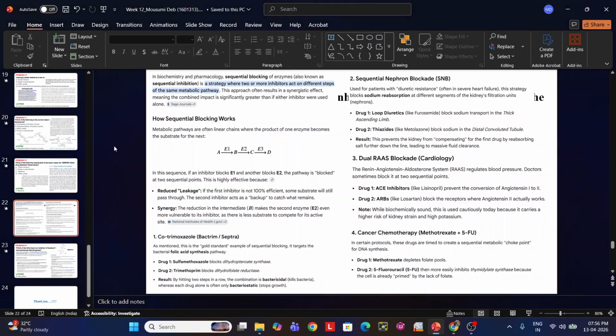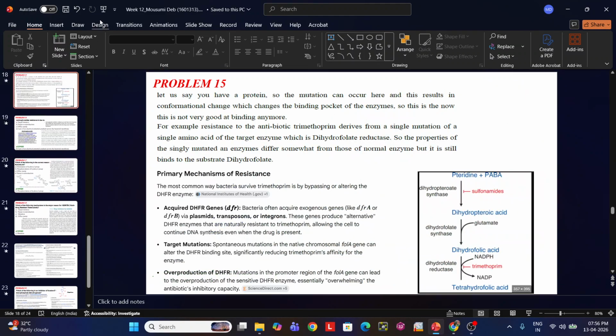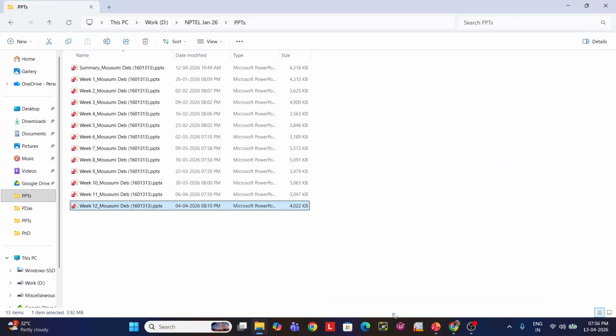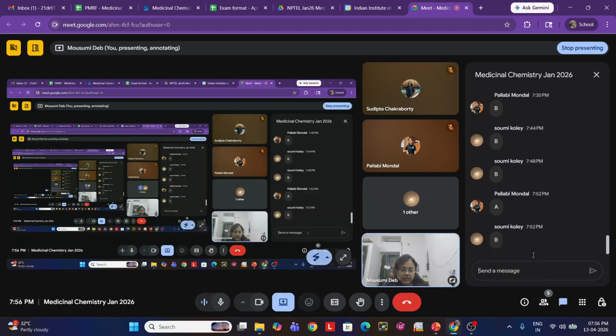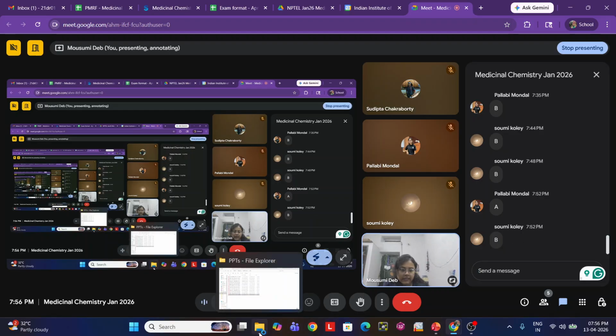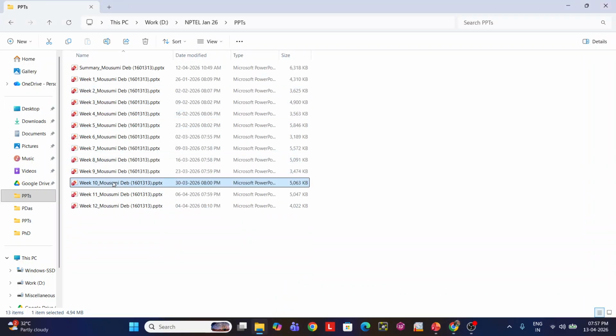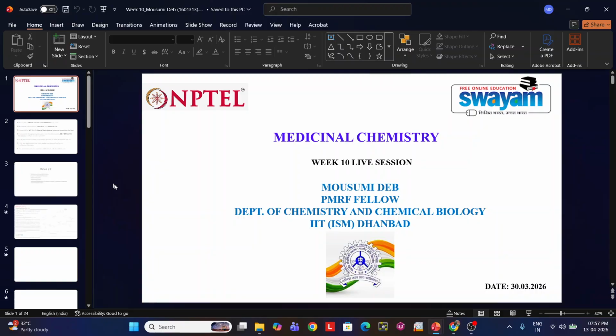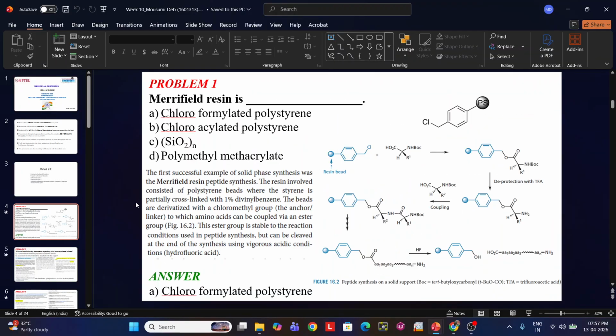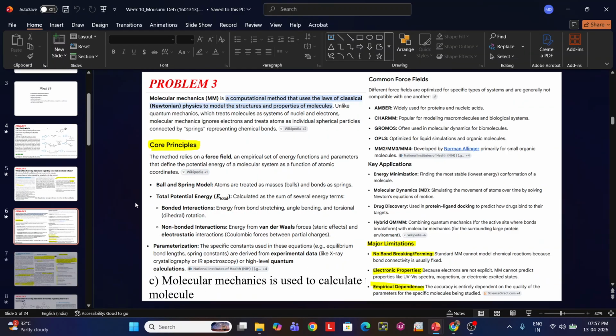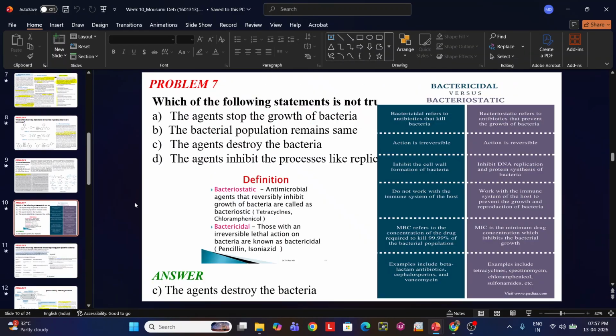So basically today we have discussed majorly the various mechanisms of drug resistance, and also we have discussed QSAR. One doubt has been raised regarding the antibacterial agents: how to remember them. I know it is very difficult to remember the vast range of antibacterial agents, but the way I prefer to remember this is by remembering the figure.